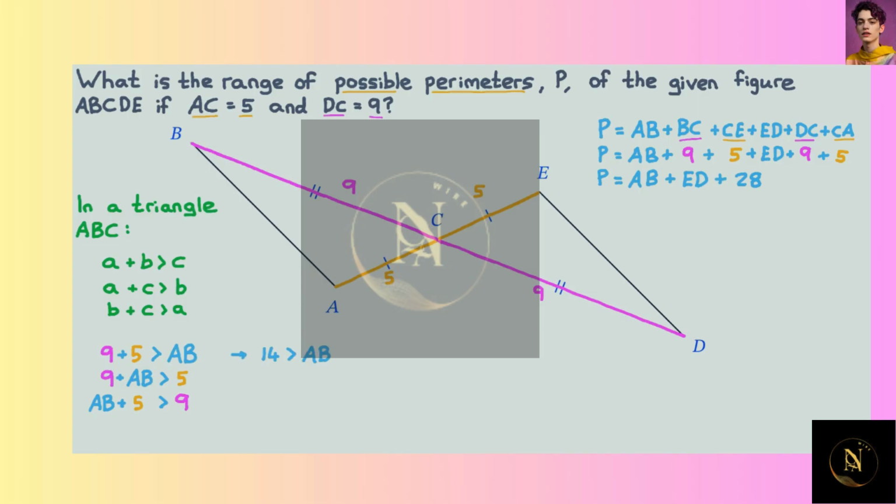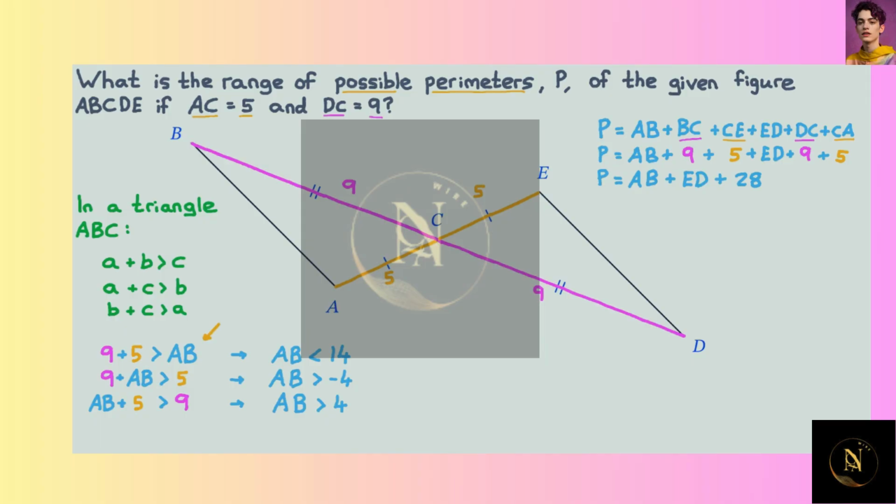We can rewrite each of these inequalities to isolate AB. In the first inequality, we have 14 is greater than AB. We can reorder this inequality to get that AB is less than 14. In the second inequality, we can subtract 9 from both sides to get that AB is greater than negative 4, though we already knew this since AB is a length. We can subtract 5 from both sides of the third inequality to obtain that AB is greater than 4.